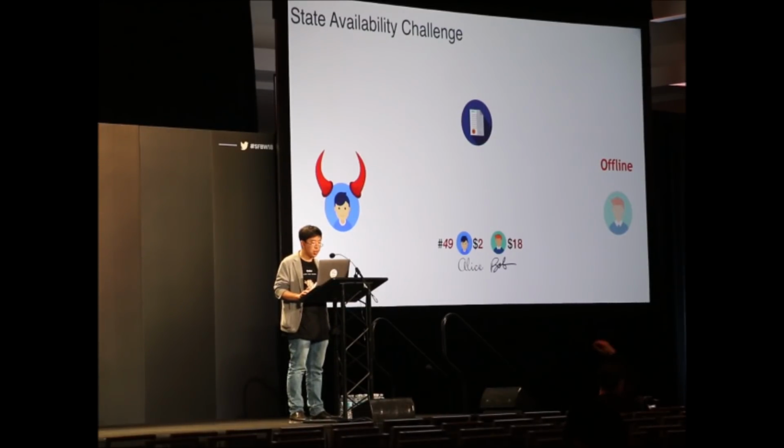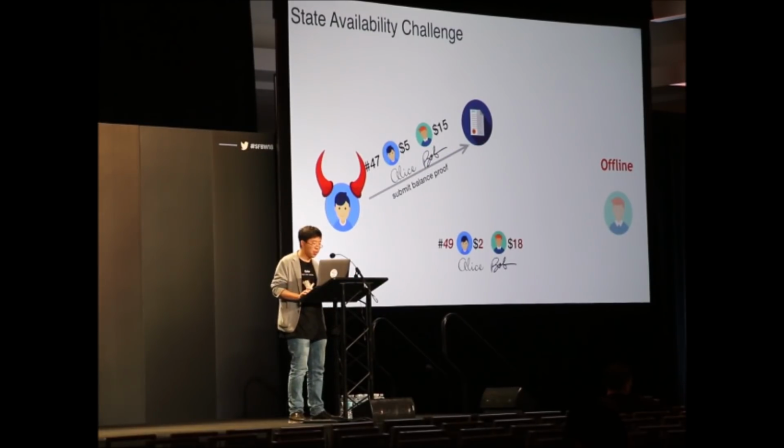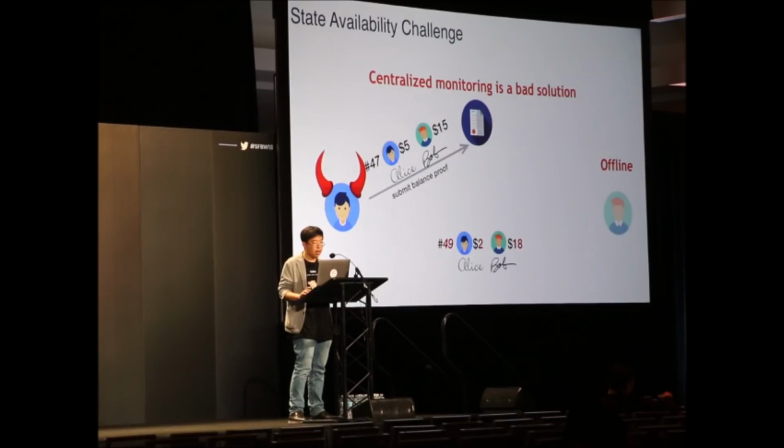Alice can become malicious and try to settle a state proof that is older but more favorable to Alice, and therefore Bob will suffer loss in this case. There has been very initial work to solve this problem using a centralized monitoring service, which is a bad solution because the centralized monitoring service has a very strong incentive to collude with the malicious counterparty.